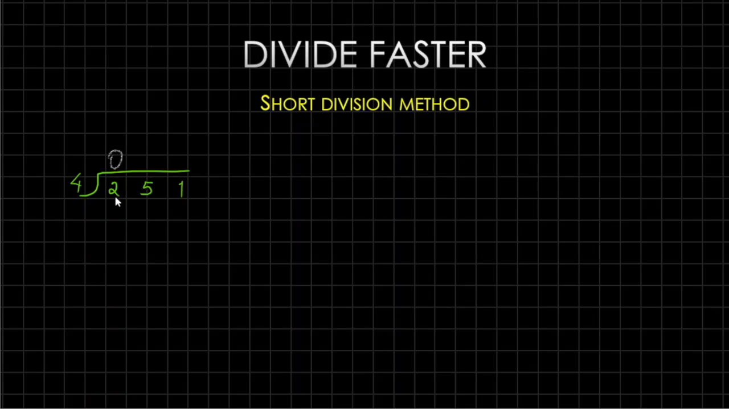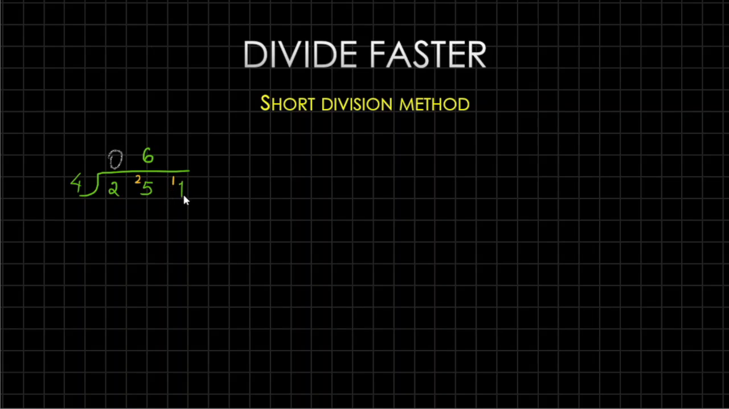And if I go for 0 times, then 4 times 0 is 0. I have to take away 0 from this 2. So 2 minus 0 is 2. Whatever is left, we have to write it on the top. Now, the next number is 25. 4 goes into 25 6 times. 4 times 6 is 24. 25 minus 24 is 1. I'll write the 1 on top of here.